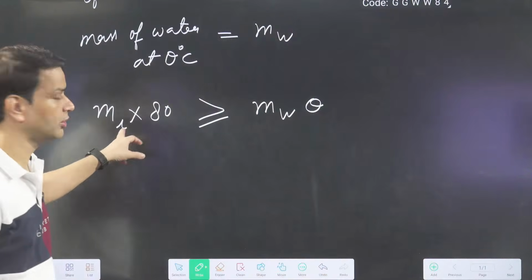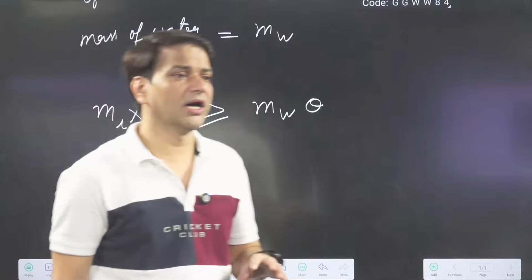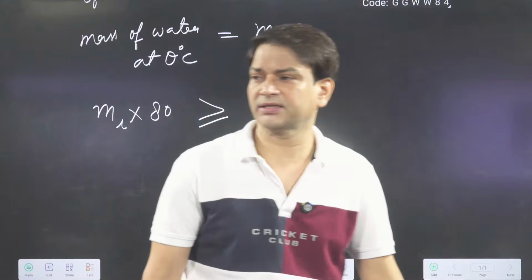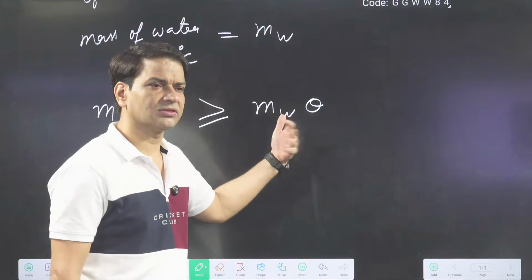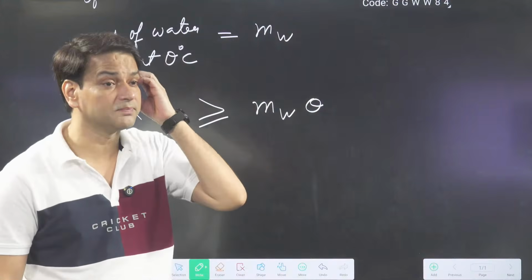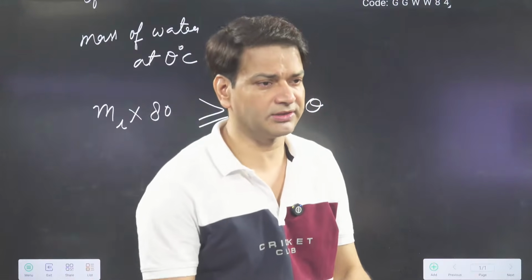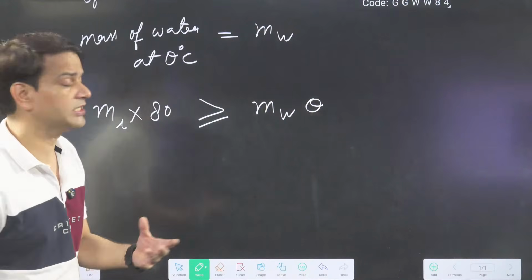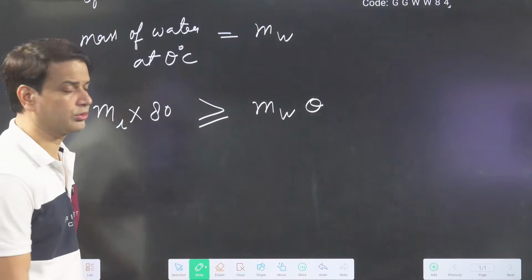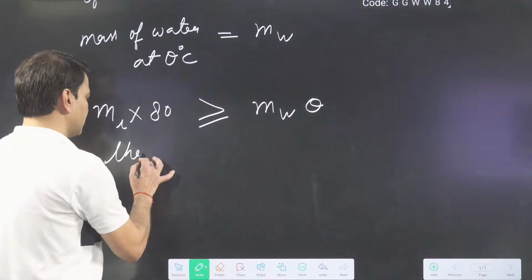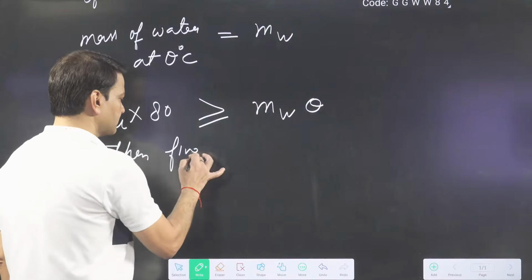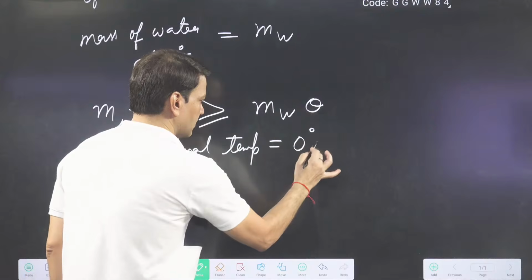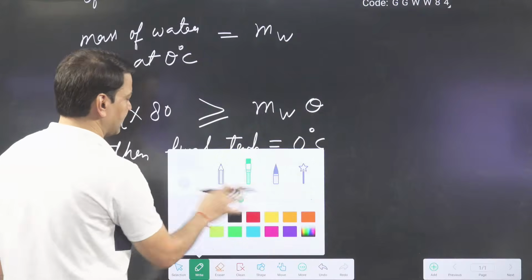If the final temperature is 0, how much heat does the ice require to melt? That is Mi into L. And how much heat will the hot water give? MS delta theta, which means MW, with S taken as 1, and delta theta is theta minus 0. If Mi into L is more than or equal to MW into theta, then we can say the final temperature will be 0 degree C.